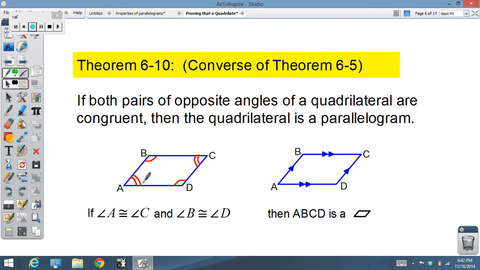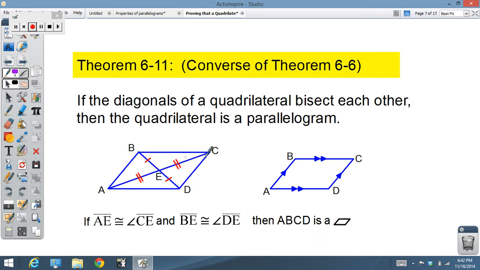If a quadrilateral has both pairs of opposite angles being congruent, A is congruent to C, B is congruent to D. If that's true, we must have a parallelogram. Okay. Next, if the diagonals of a quadrilateral bisect each other, then that quadrilateral must be a parallelogram.